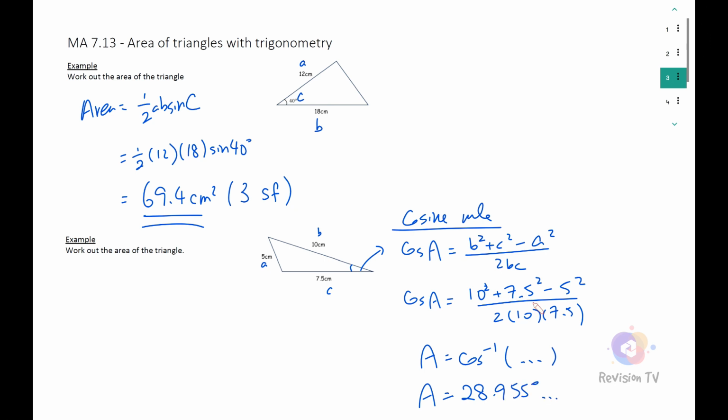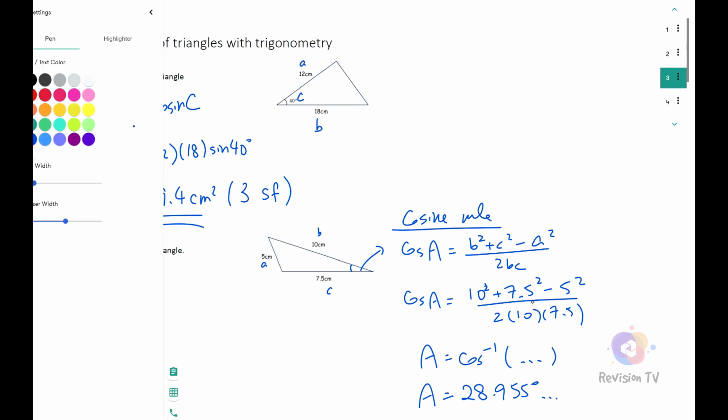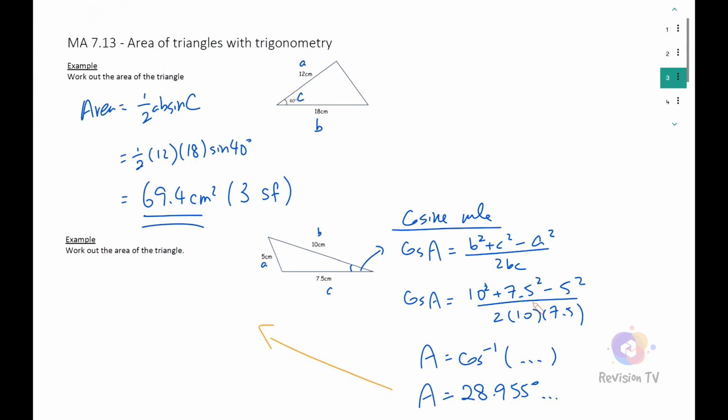I wrote a couple of decimals, 3 decimal places, mainly because I know I need this angle for the next step. So the more decimal places I write in here, the more accurate it will be towards the final answer. Next step, I can work out the area. So the area equals half AB sine C.